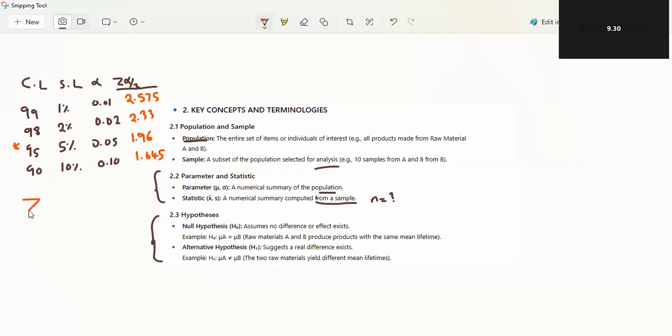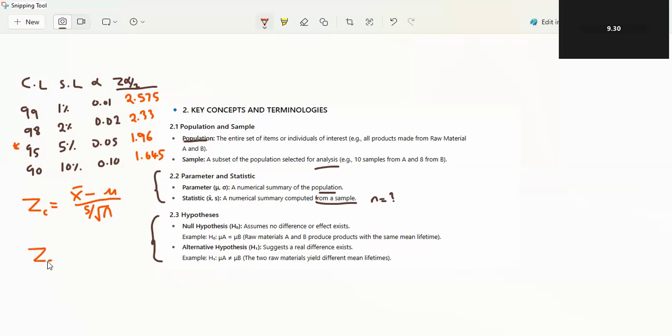Then what is the formula for the critical value of Z calculated for a sample? There's X bar minus what? The population sample mean over standard deviation times square root of n.